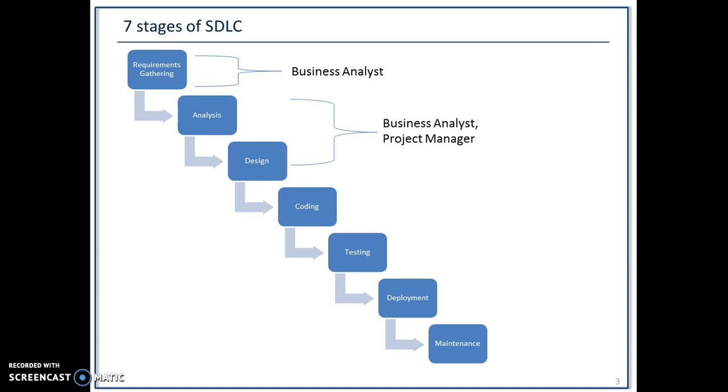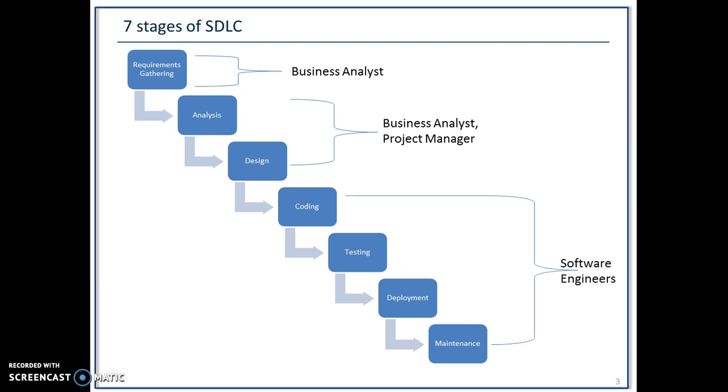The next stage is analysis and design. These two steps are typically done in collaboration by the business analyst and the project manager. What happens here is that they translate the business requirements into technical requirements. The project manager will look at the scope of the project. He will decide how much time it will take, etc. He will create a project plan. We'll look at the different activities in each of these stages in later slides.